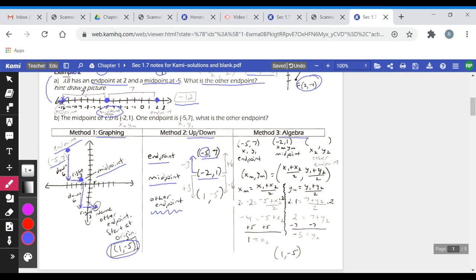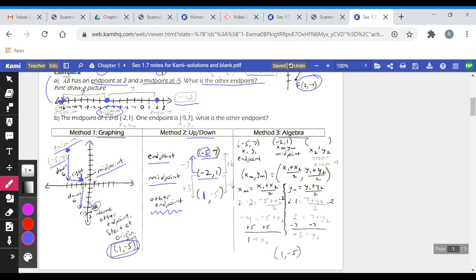So if I started at the middle and went up to get to one endpoint, then I want to go that same amount down to get to the other endpoint. So you can see I added 3. If I think of what -2 plus 3 is, it's 1. Okay, if I come over here to the right side and look at the y values, I can say, okay, this 1, I can add 6 to it to get 7.